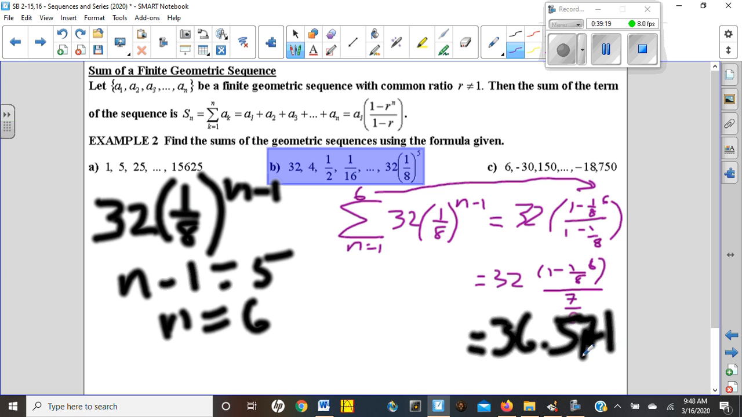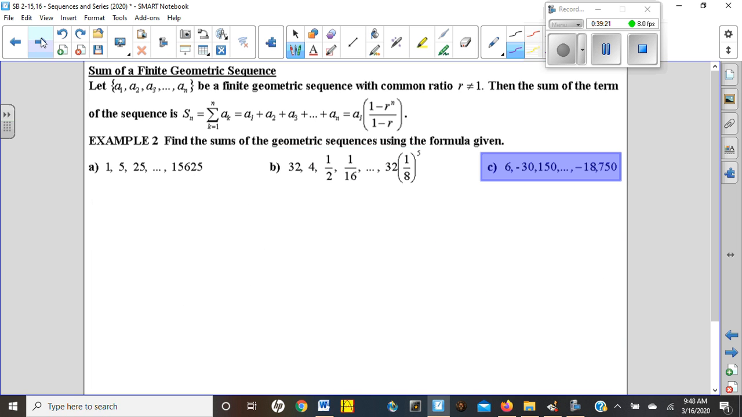All right, one last problem. Let's give it a quick look. This one is also a little bit interesting because it happens to be an alternating series, meaning it's switching back and forth from positive to negative terms. How do I get from 6 to 30 times -5, right? How do I get from -30 to positive 150? Well, it better be times -5 again, or it's not a geometric relationship, and it is.